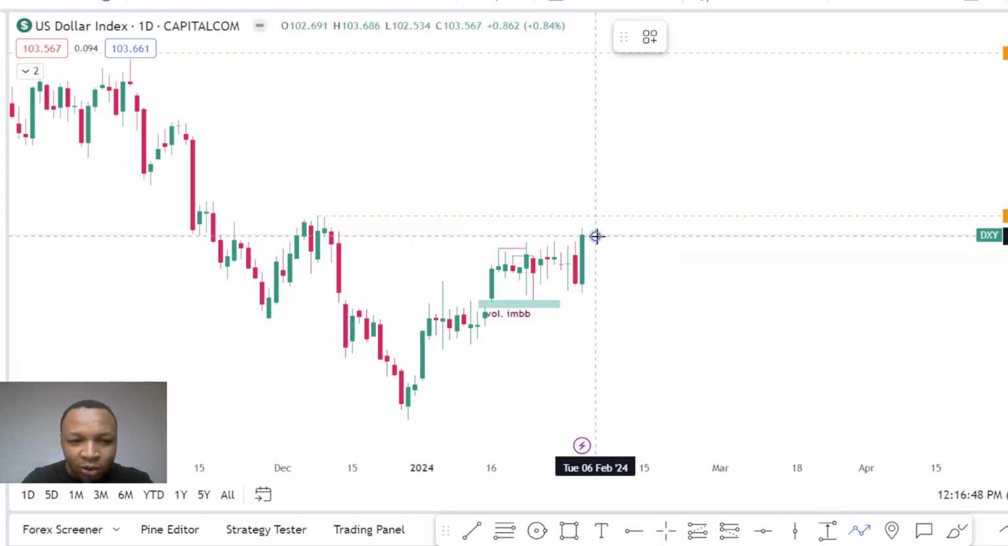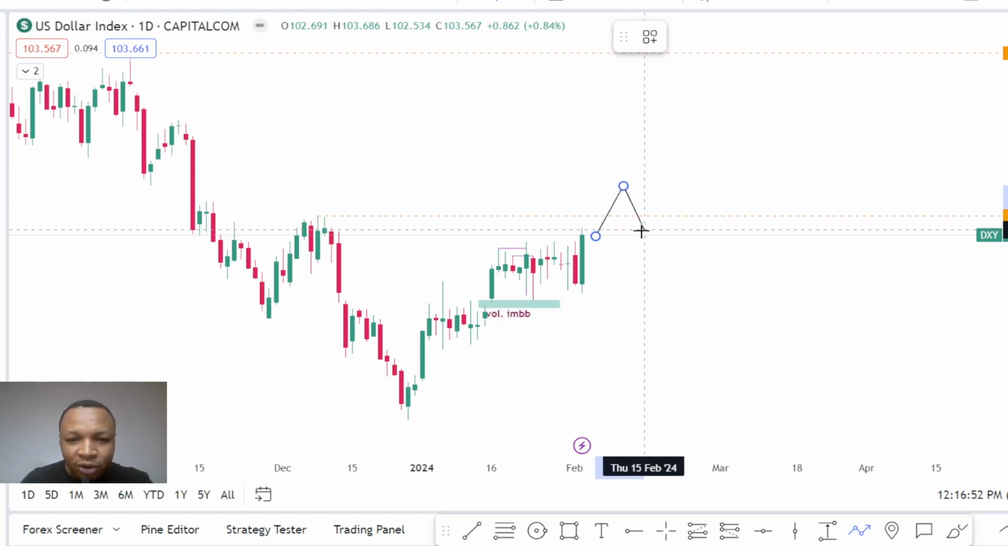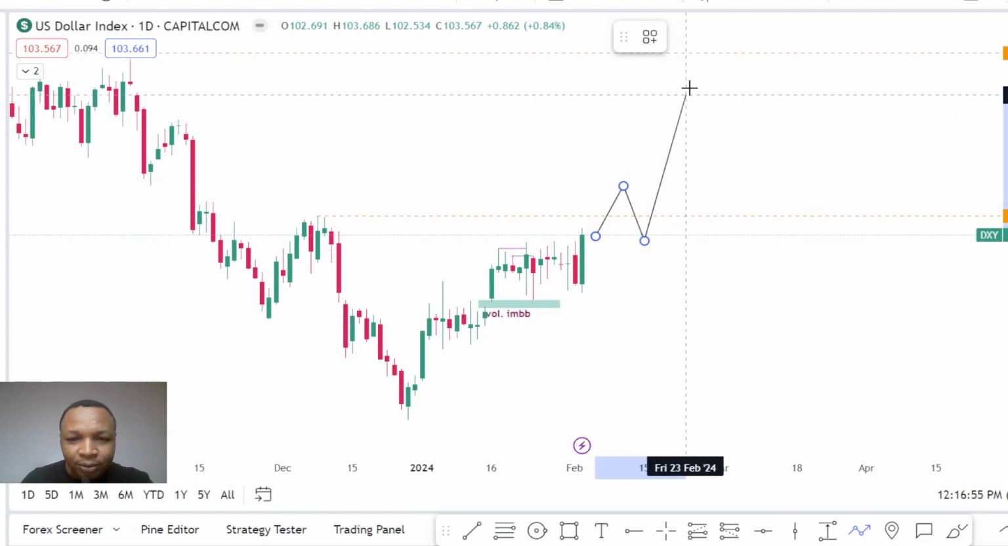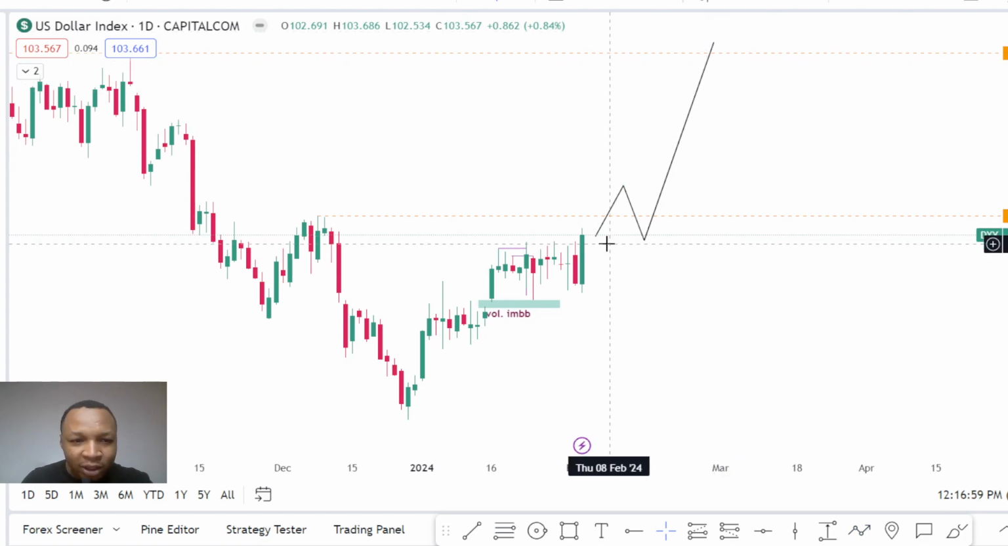So this is something we want to see. We want to see the dollar index trade into this level right here, retest this level, and then continue trading all the way to this high. So this is our outlook for next week.